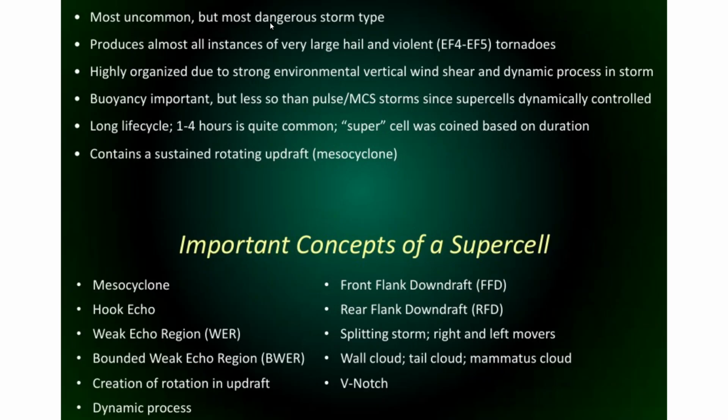This is the most uncommon but most dangerous storm type. Produces almost all instances of very large hail and violent tornadoes. They are highly organized due to strong environmental vertical shear and dynamic process in storms. Buoyancy is important, but less so than a pulse/mesoscale convective system storms, since supercells are dynamically controlled. They tend to have a long life cycle. 1 to 4 hours is quite common. That's how the name supercell was obtained, because of duration of the storm.